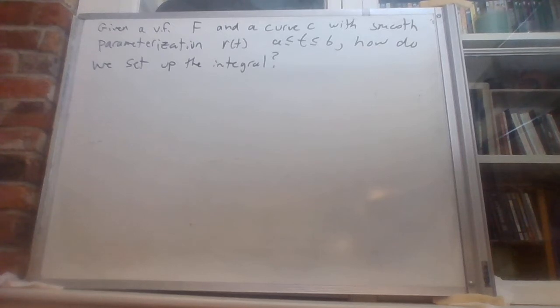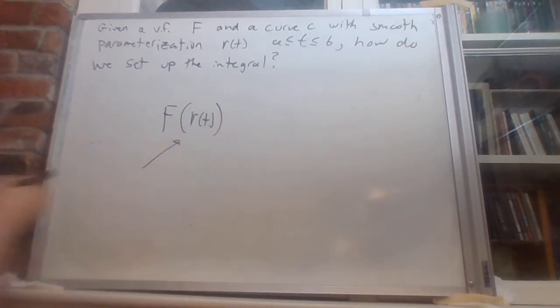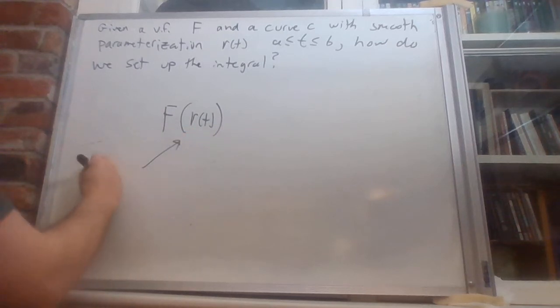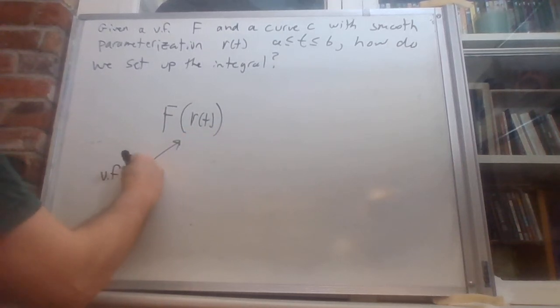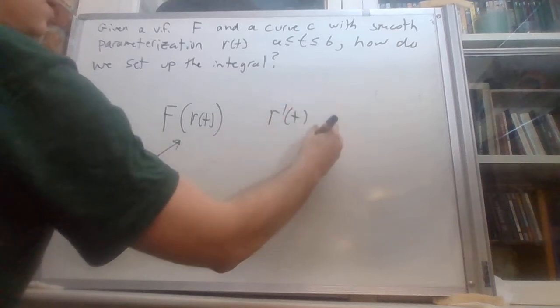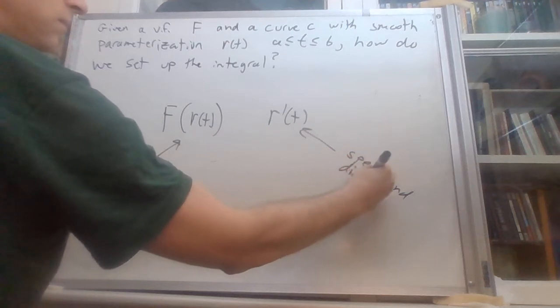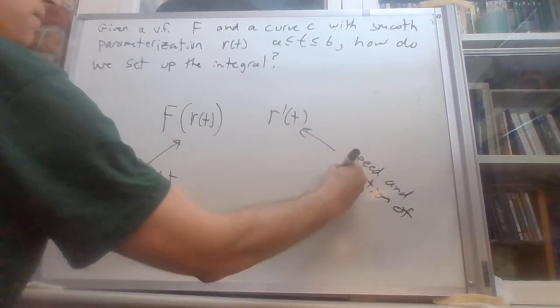Given a vector field f and a curve C with smooth parameterization r of t as t goes from a to b, how do we set up the integral? Well, we start with the vector field f with r of t plugged in, and this tells us what the vector field is doing at the point r of t. The other important quantity is where the curve is heading and how fast. r prime of t gives the speed and direction of the curve.